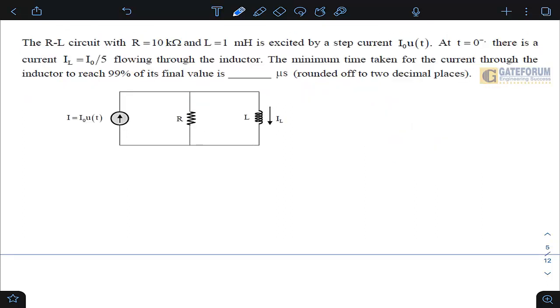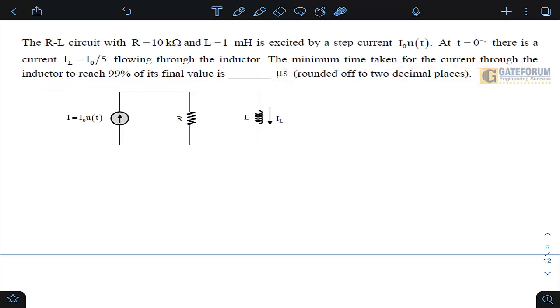This question was asked in GATE 23 of instrumentation. This is from the network subject and related to the transient concept. The question is: the RL circuit with R equals 10 kilo ohm, L equals 1 millihenry is excited by a step current of I0 u(t). At t equal to 0 minus, there is a current of IL equals I0 by 5 flowing through the inductor. The minimum time taken for the current through the inductor to reach 99% of its final value is dash microsecond.